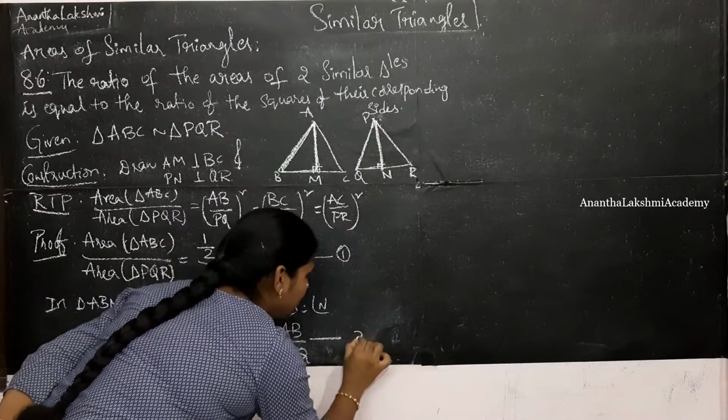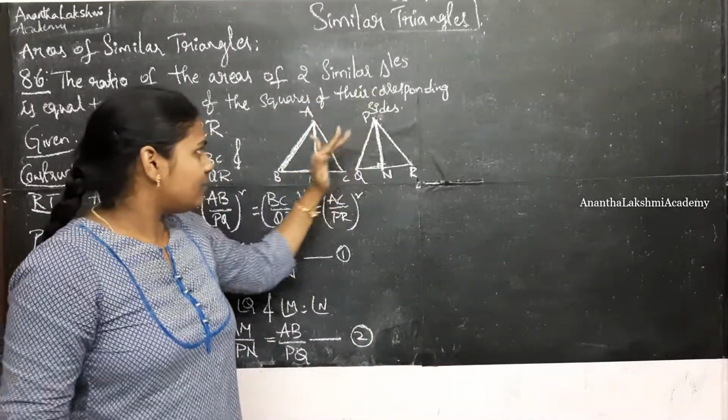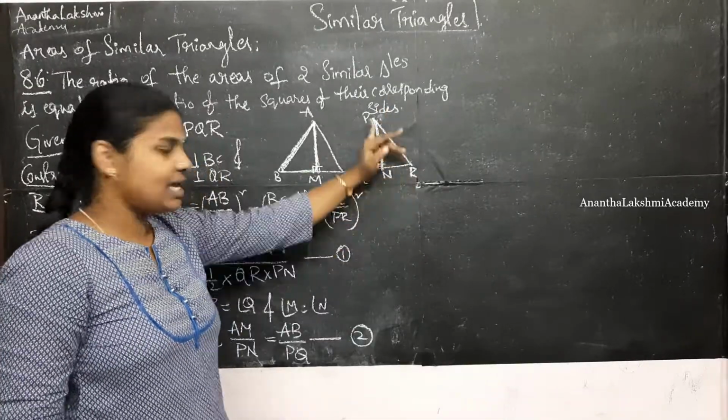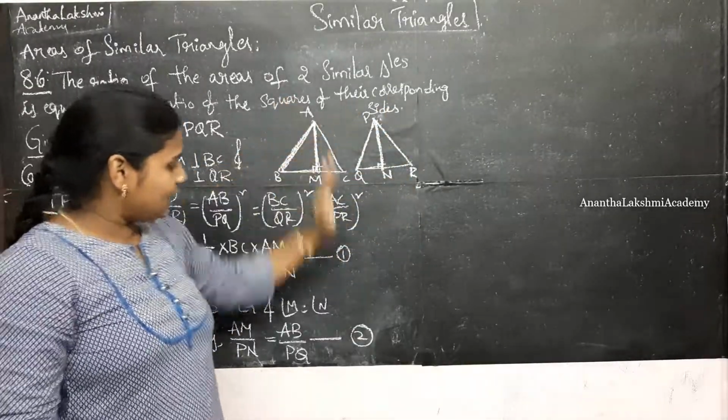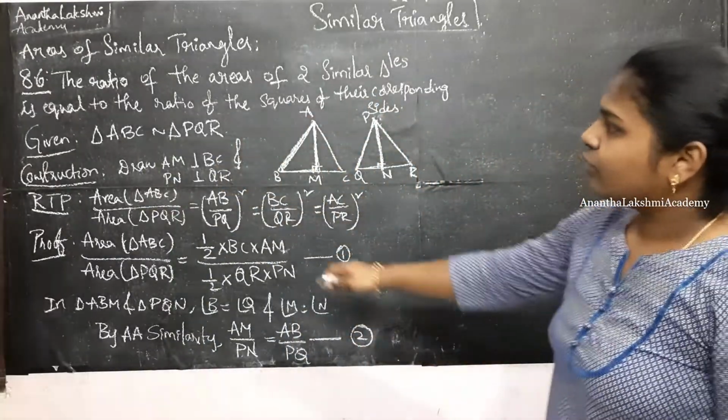AB by PQ. Why did I write AM by PN? When you take this side of the triangle, you have to take the corresponding side, the same side, PN, and AB by PQ I took. Okay. Now, given that for us, what is given?